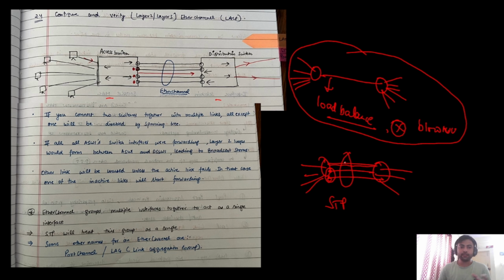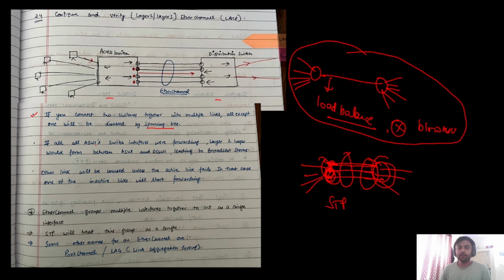So understand point by point. If you connect two switches together with multiple links, all except one will be disabled by spanning tree. Means if this is our root switch, then these three ports will be our forwarding ports, so there is no problem with this side. But here only one root port will be there, only one forwarding port, and these two will be unutilized. So we need to implement EtherChannel.